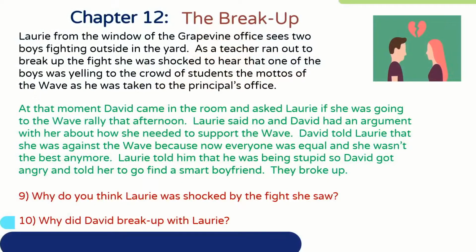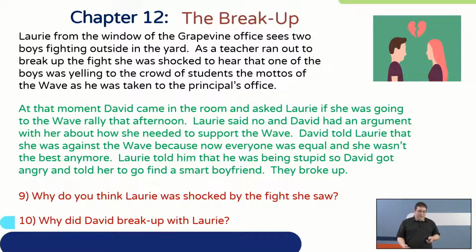And what's our name for chapter 12? The breakup. Lori, from the window of the Grapevine office, Grapevine, remember, is the newspaper, sees two boys fighting outside in the yard. As a teacher ran out to break up the fight, she was shocked to hear that one of the boys was yelling to the crowd of students the mottos of the wave as he was being taken to the principal's office. At that moment, David came in the room and asked Lori if she was going to the wave rally that afternoon.